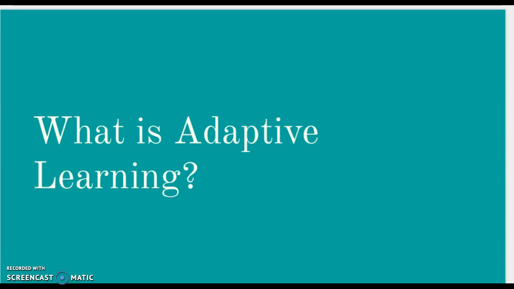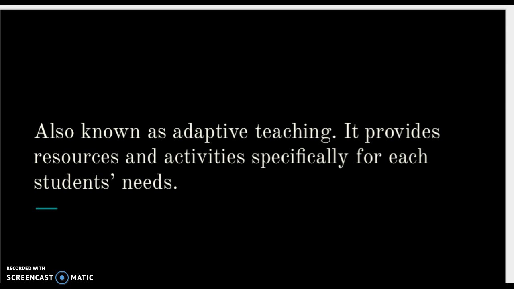What is adaptive learning? Adaptive learning is also known as adaptive teaching. It provides resources and activities specifically for each student's needs. Adaptive learning uses computer algorithms to orchestrate the interaction with the learner and deliver customized resources and learning activities to address the unique needs of each learner.